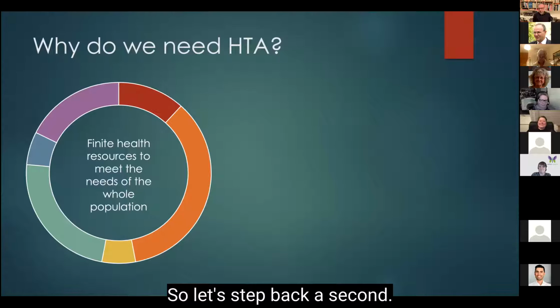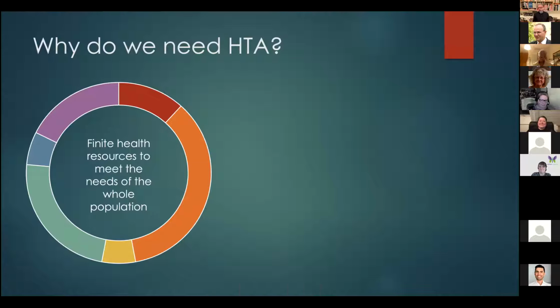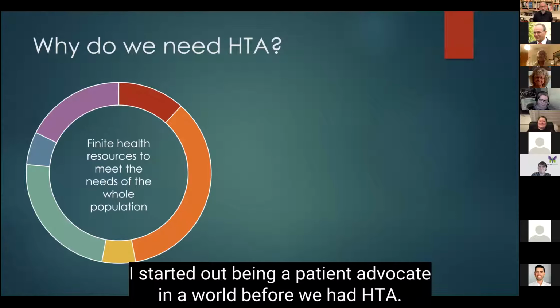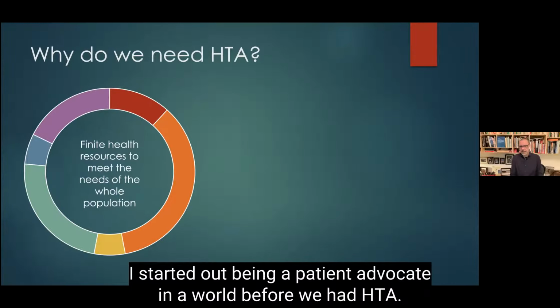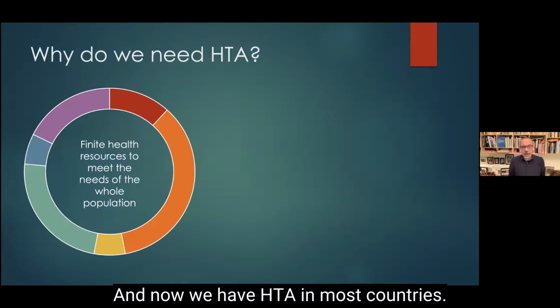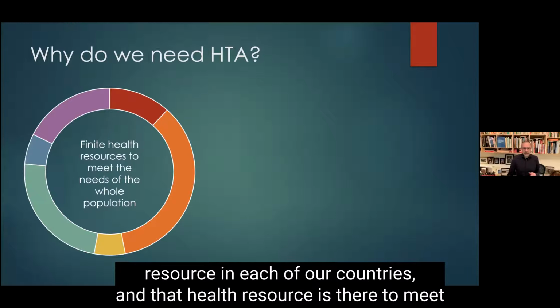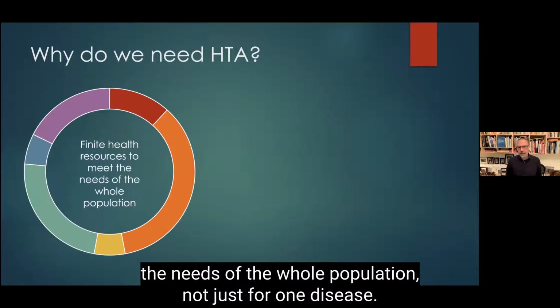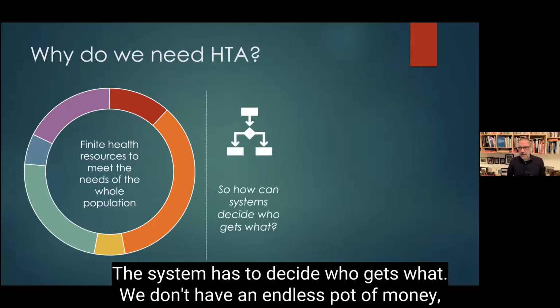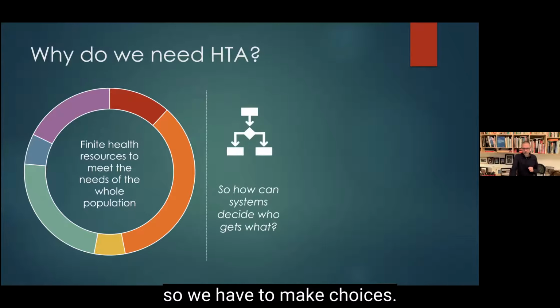So let's step back a second. Amy said, I started out being a patient advocate in a world before we had HTA. And now we have HTA in most countries. So the reason we had to invent HTA was, as you all know, we have a finite health resource in each of our countries, and that health resource is there to meet the needs of the whole population, not just for one disease. So the system has to decide who gets what. We don't have an endless pot of money, so we have to make choices.